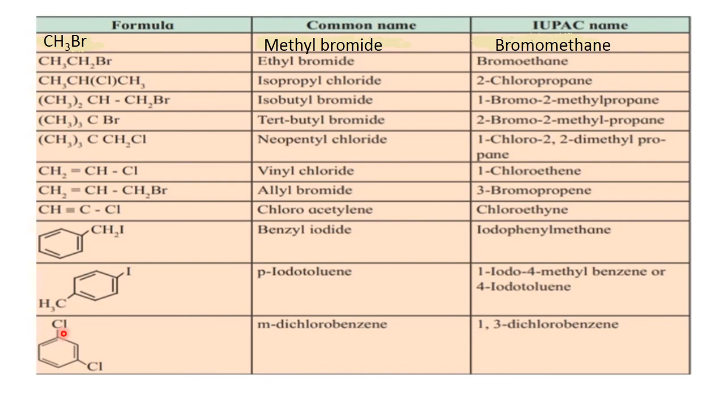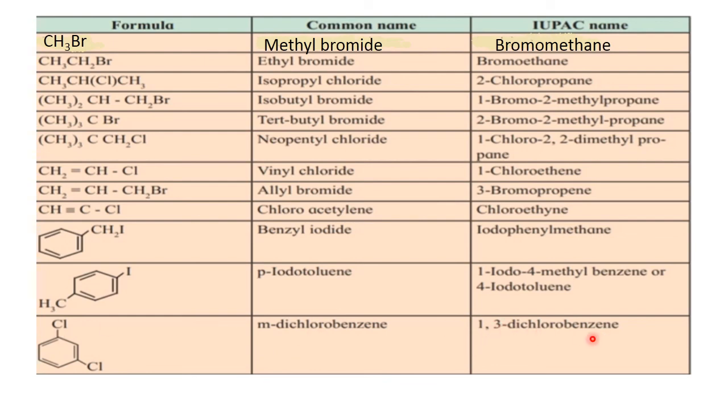In this compound, two halogen atoms are present, one at the first position and the second at the third position. This third position we call the meta position. This one is the ortho position, this one is the meta position. So we name it m-dichlorobenzene. Why do we use di? Because two halogen atoms are present. We consider that the first chlorine is present at the first carbon and the second is present at the meta position, and therefore we write m-dichlorobenzene. And the IUPAC name: first, second and third. At the third position chlorine is present, and at the first position also, and therefore 1,3-dichlorobenzene.